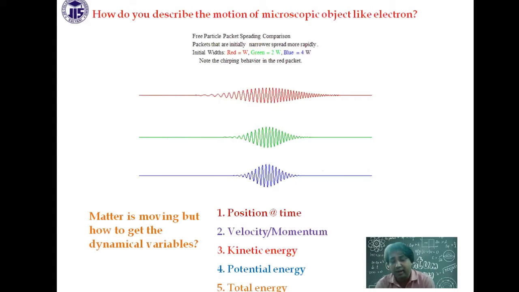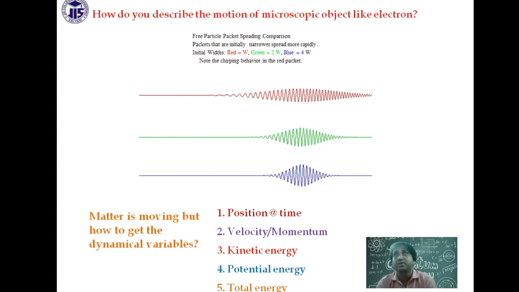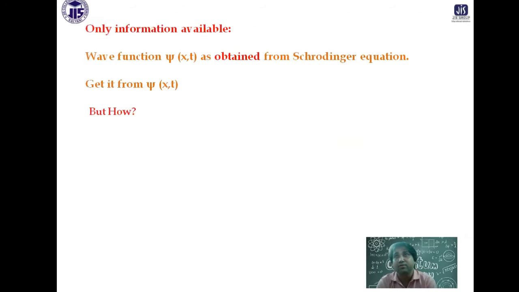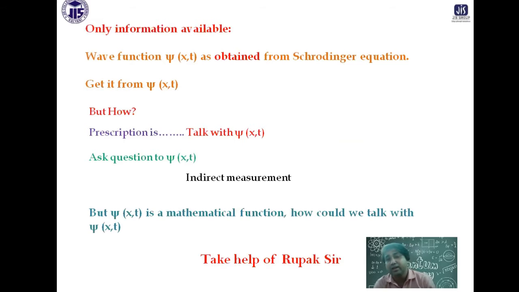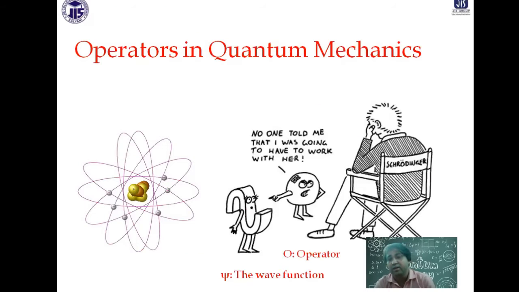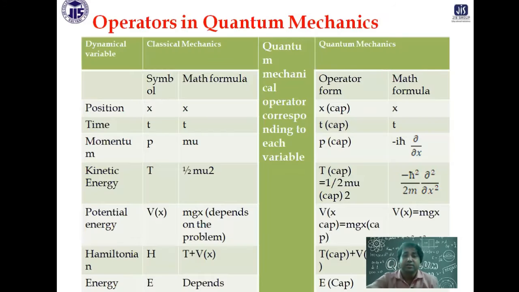So the technique is that you have to talk with psi. Because it's a mathematical function, you talk with psi in its own language, and that language is called the language of operators. So what would happen? Any variable you wish to measure, operator means mathematical operator. So there will be a corresponding mathematical operation, and these are the list of operators that you can see on the screen.